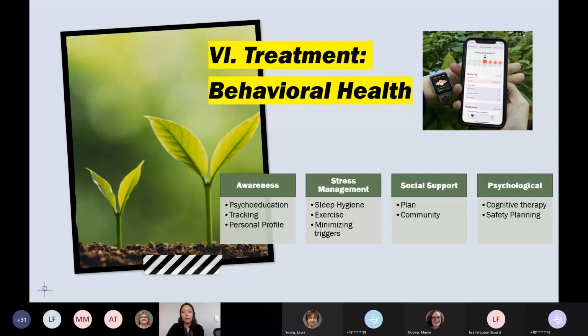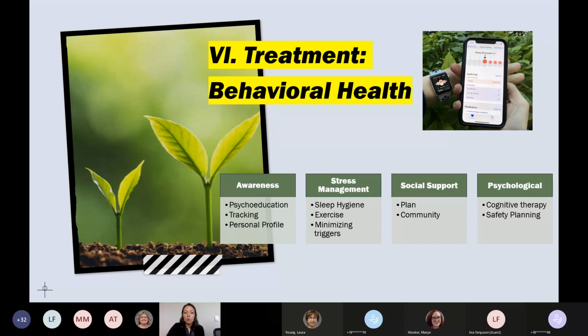Stress management, I won't harp too much on just the importance. We know that there are sensitivities to stress, there's an enhanced stress response and decreased inhibition or modulation of those negative emotions. And so coming up with a unique stress management plan that works for the person is very important.